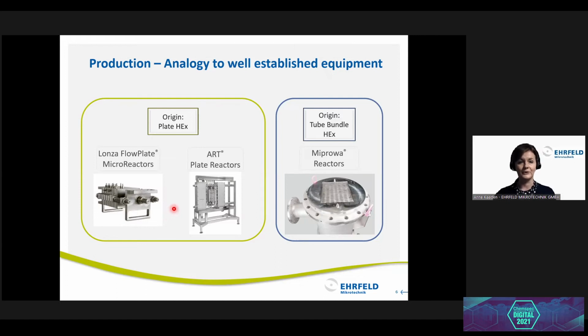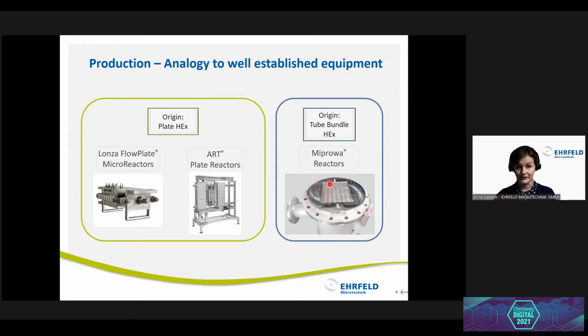So what do we have? We have two different concepts. We have plate heat exchangers. There are two of them: the long-style flow plate reactor and the arc plate reactor. So these are really these well-known plate reactors. We have a one-channel structure, and we do the scale-up by widening the channels and lengthening the channels. In this presentation, we will focus on a tube bundle heat exchanger. So it's analogous to a tube bundle heat exchanger. We call this our Miprowa reactors.